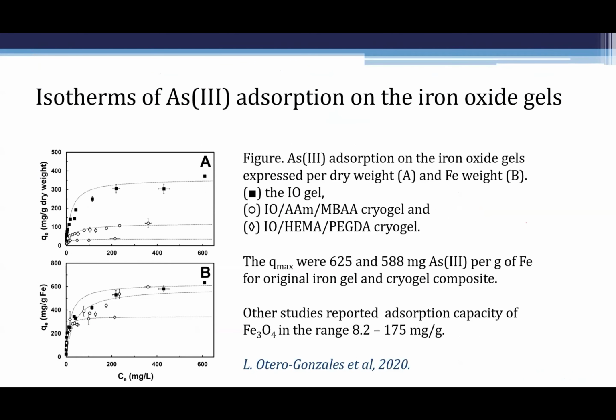So studying isotherms shows us that the capacity of absorption of arsenic-3 was 625 and 588 milligram per gram of iron for the original gel and the iron gel and cryogel composites. So we see a slight decrease in the capacity, but it's not significant. And if we compare it with other studies, we have very good results. Previous studies reported between 8 to 175 milligram per gram.